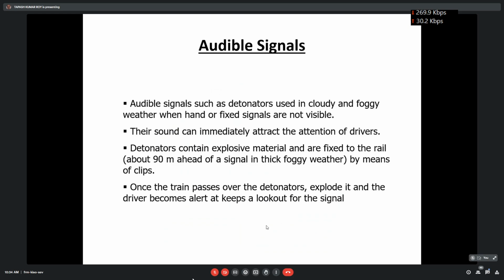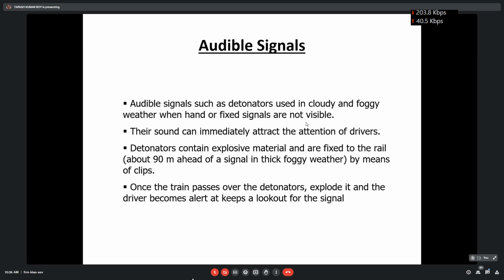Now, what is an audible signal? Obviously, it is not visible. Sound will come to the driver when required, say, when there is a huge amount of fog or cloud in front of the railway track and the line is not clear. However, it is essential to move the train at a very slow speed. But for avoiding a train accident, what will you do? Some detonators will be placed on top of the railway track. When it comes between the wheel and the railway track, it will blast. So sound will come to the ear of the driver. This blast is not much, just a small amount.